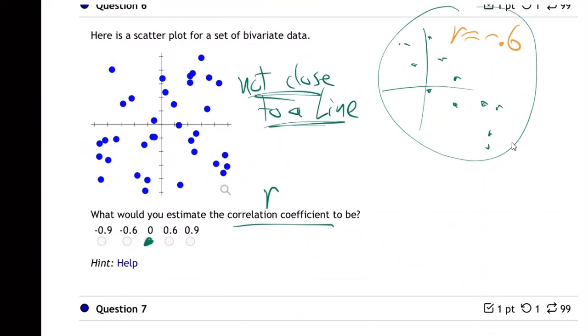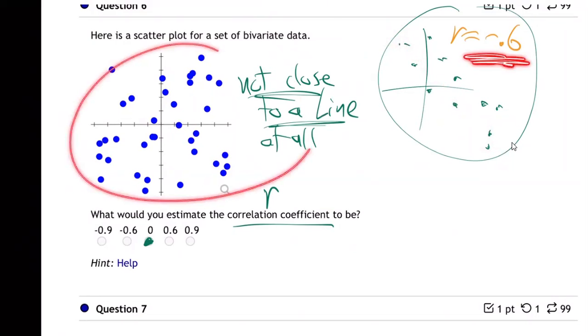This is just not close to a line at all, right? When I look at these dots, I don't say, oh yeah, look, they're all lined up. No, they're just spread randomly. Whereas if I looked at these dots, I would go, oh, they're kind of lined up. They're kind of lined up down, so it'd be negative, but not very strong, so like maybe -0.6. But this is just 0 on that.